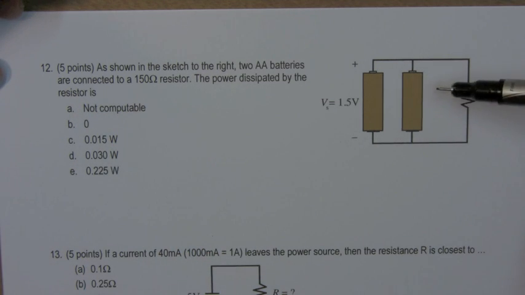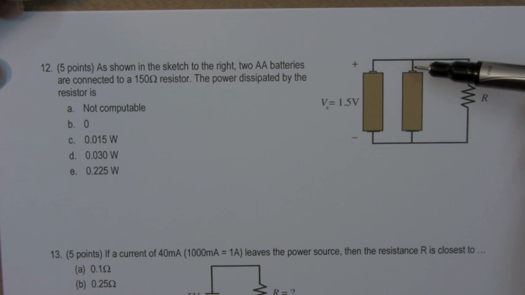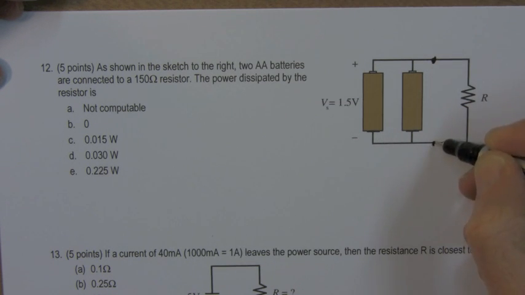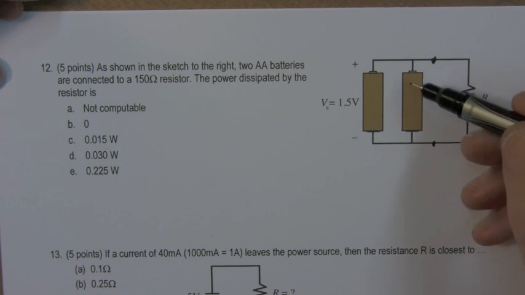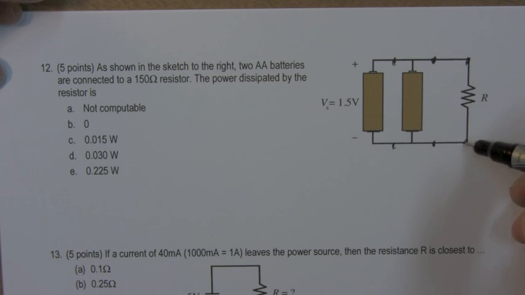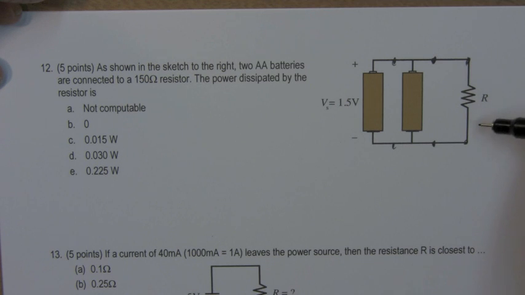So the question here is, what happens? How do these batteries work? Well, they're connected in parallel, so it doesn't matter. The voltage difference from here to here is the same as the voltage from here to here, and it's the same as the voltage from here to here. So if the voltage is 1.5 volts here, the voltage across the resistor is 1.5.